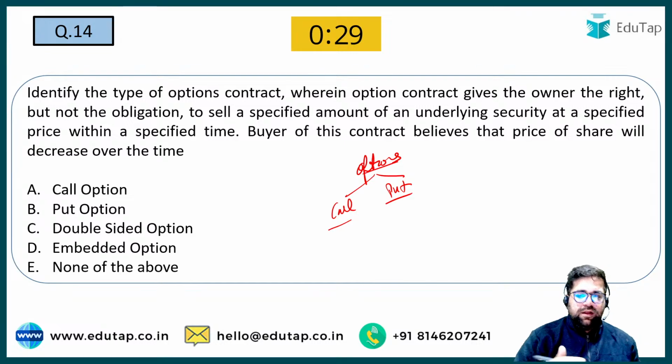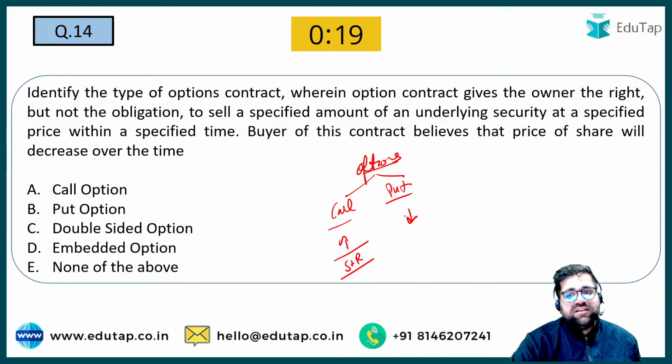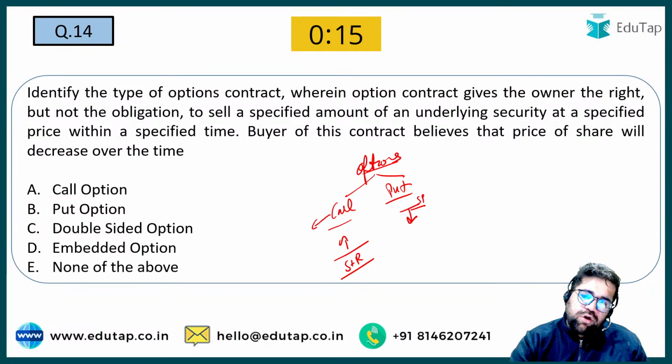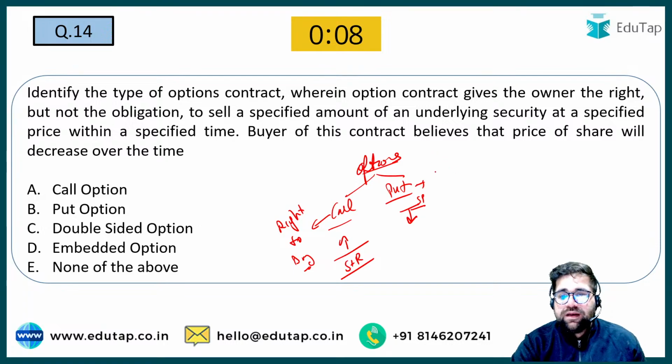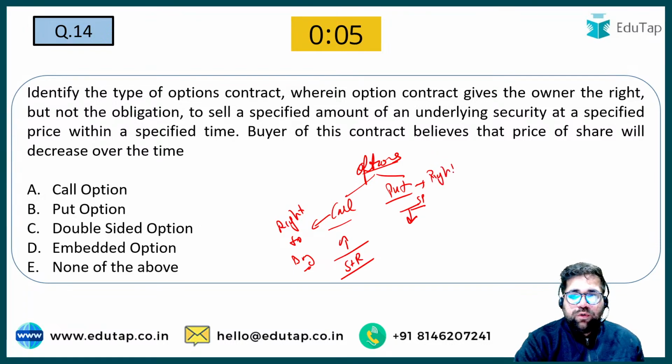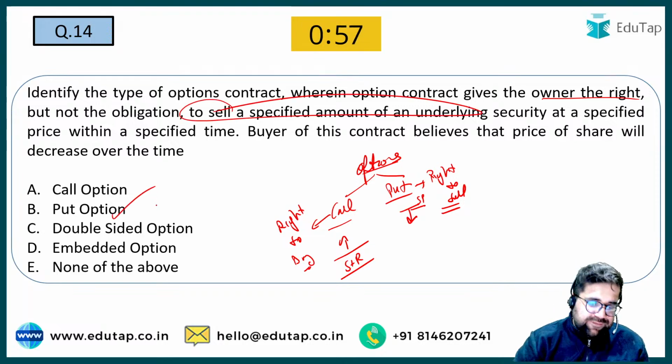In call option, the buyer will make profit only if the current market prices are well above your strike price. But in put option, if the current market prices fall below your strike price, then also a buyer can make profit. In call option, you get the right to buy, the buyer side, or buyer is also known as the holder. In put option, you get the right to sell, right? So over here, the option which gives the owner the right to sell a specific amount, definitely it will be option B.